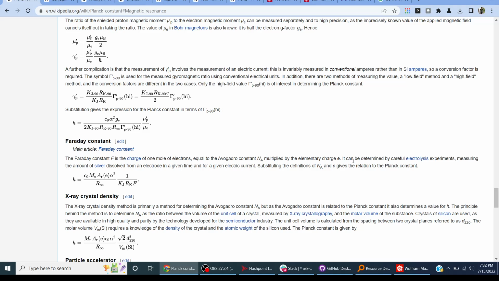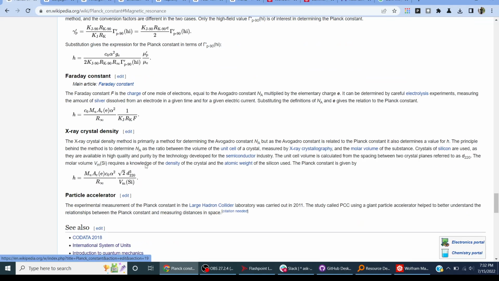It can be determined by careful electrolysis experiments, measuring the amount of silver dissolved from an electrode in a given time for a given electric current. Substituting the definitions of N sub A and e gives the relation to the Planck constant, where F is the Faraday constant. X-ray crystal density.